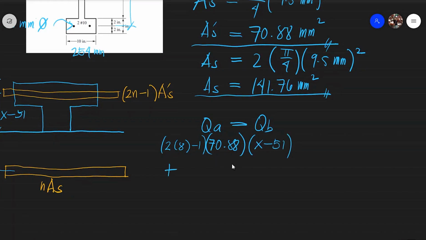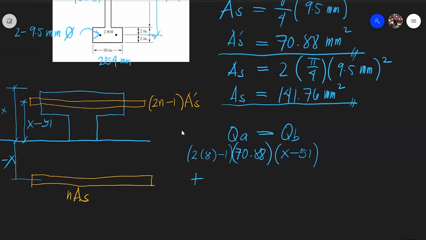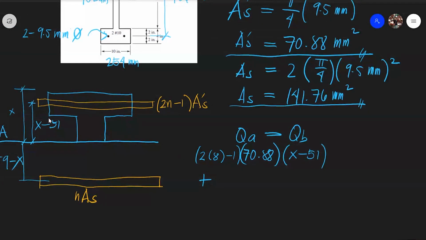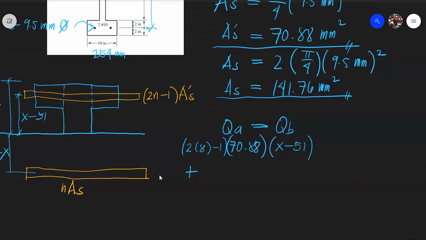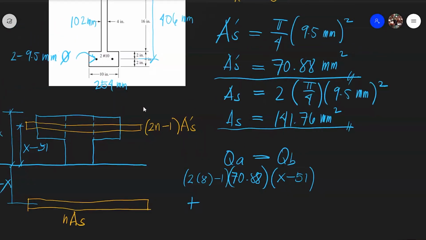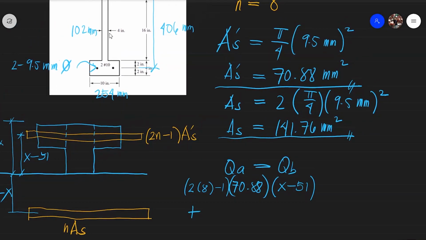Plus, there is also the concrete compression block here. I will subdivide it so it is easier. First the flange area, then the web. So what's the width of the web? The width of the web is 102. It's right here.